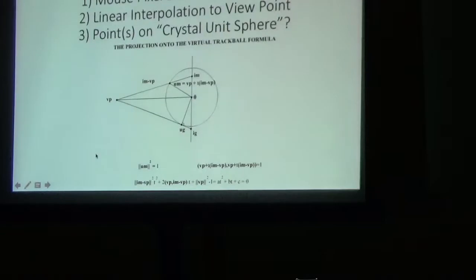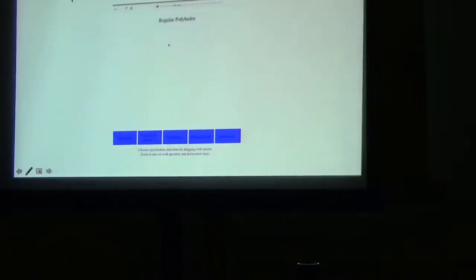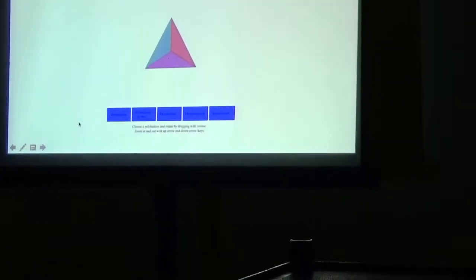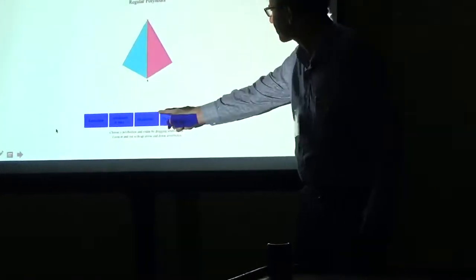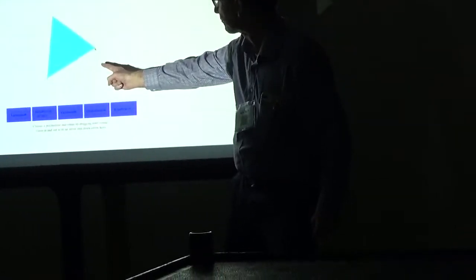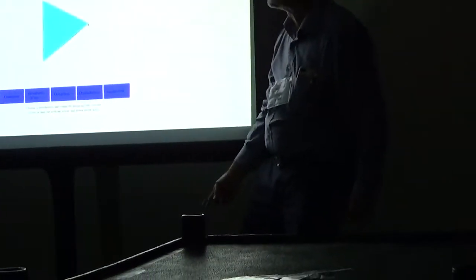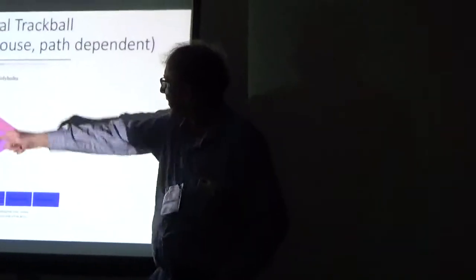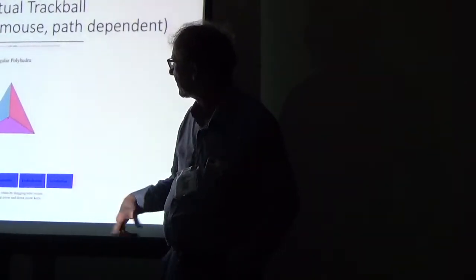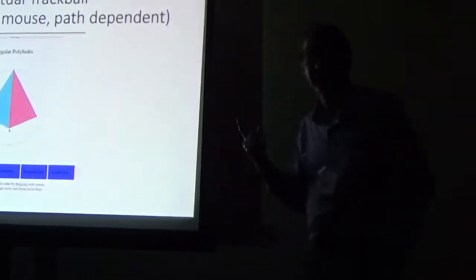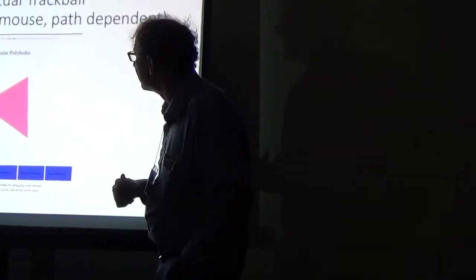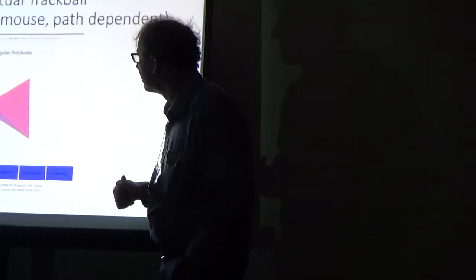Play this. Oops. Play it back. Do I have my play? Is that play? No, that's one. Is this not? There it is. Okay, so there's a selected tetrahedron. The vertex will follow the mouse, and it's path dependent. Notice when I pull to the right and back up, purple ends up on the right. When I start again and pull to the left and back up, purple will be on the other side. So it is path dependent, but it's following my mouse. So see the path dependence and following the mouse.